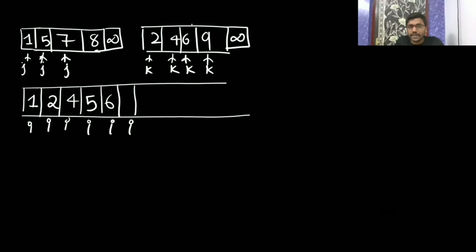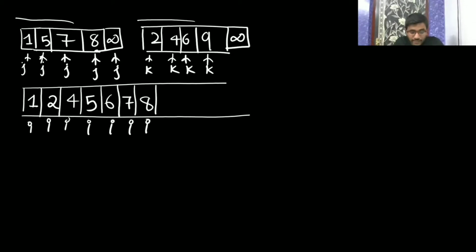Okay, so between 7 and 9 we will compare which is smaller. 7 is smaller, so 7 will be placed here. I will increment, and now this j points to here because till this you have inserted. But till this you have inserted, that's why k is pointing here. Now between 8 and 9, which is smaller? 8. Now j will be here and k will be as it is.